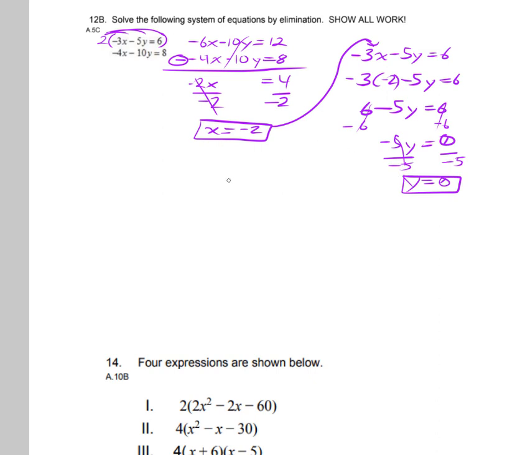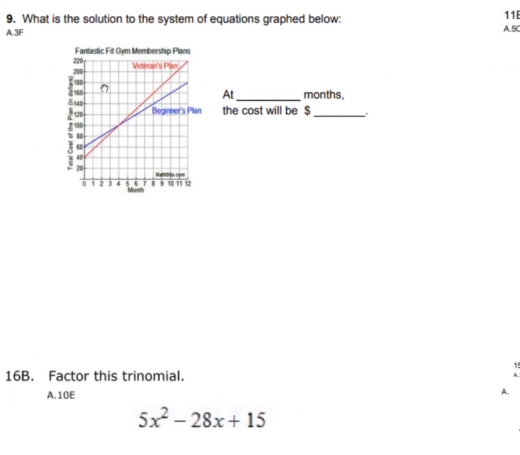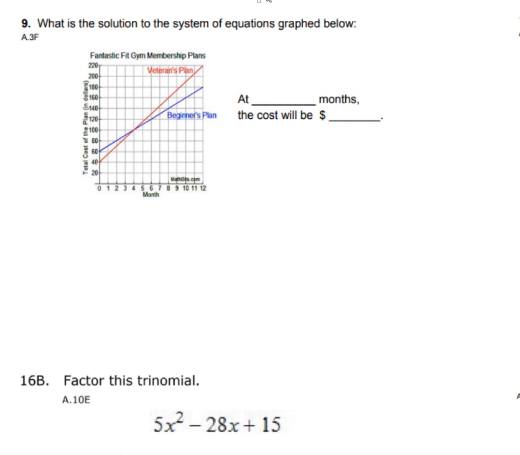So now I have x is equal to negative 2 and y is equal to 0. And I have to put it in this form for it to be my final answer, okay? Ding! All right, I'm done with that one. Let's go on. What is the solution to the system of equations graphed below?